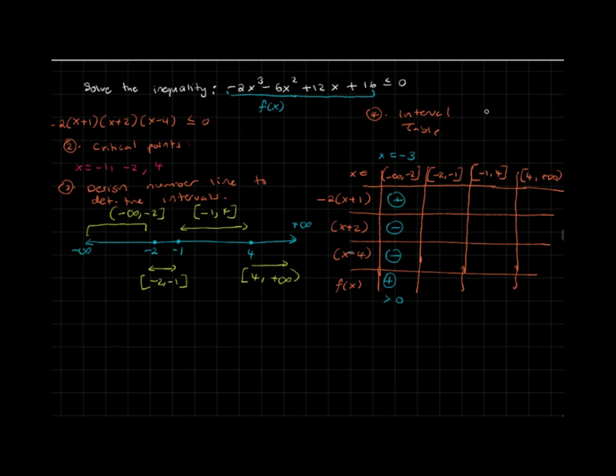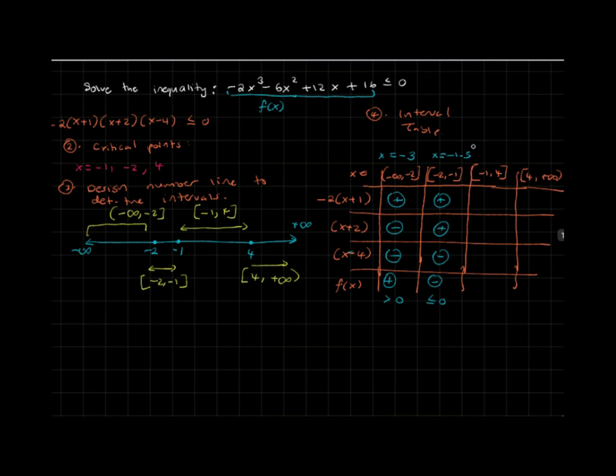But you want to look for values that are less than or equal to 0, right? So let's take a look at between negative 2 and negative 1. Let's say that x is equal to negative 1.5. If you plug in negative 1.5, you get negative 1.5 plus 1, which is negative 0.5, times negative 2 is positive. Negative 1.5 plus 2 is positive. Negative 1.5 minus 4 is going to give you a negative. So you have a negative times 2 positives, that's a negative. So this is going to be less than or equal to 0. It's less than or equal to 0 because if you include negative 2 or negative 1, it's equal to 0.